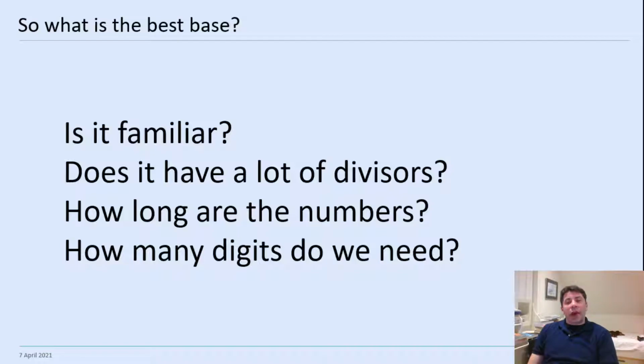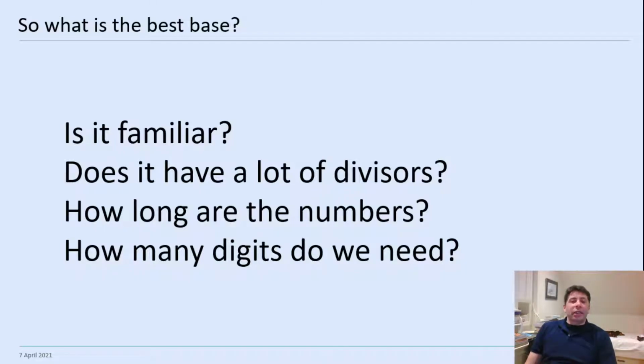Does it have a lot of divisors? It's quite nice to have a base that's got a lot of divisors. So we'll look at this. We've got 60 minutes in every hour. So 60 is a bit like a base because we count through the minutes, and then when we get to 59, we then go back to 0 and we tick on 1 hour. Same with seconds. When we get to 59 seconds, we tick on 1 minute. Seconds go back to 0.